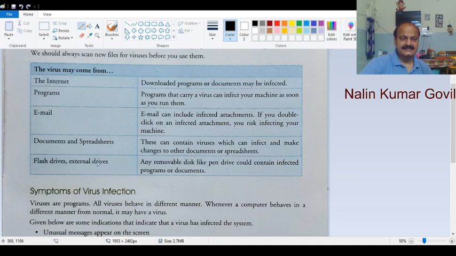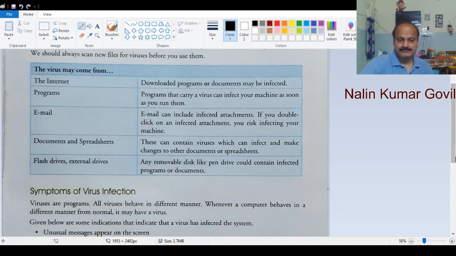Flash drive and external drive. Flash drive means your pen drive. Your pen drives are called flash drives, and external drives, external hard disks, are also available in the market. You can purchase them and use them. So these external drives may also have viruses. Any removable disk like a pen drive could contain an infected program or documents.